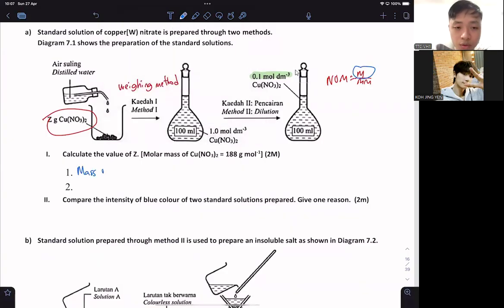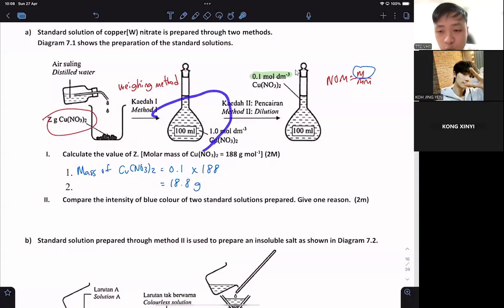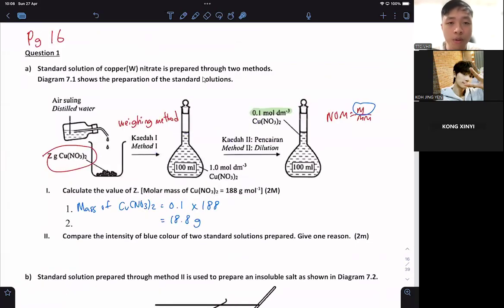Mass of this copper nitrate equals number of mole times molar mass. So just use 0.1 times 188. Then you get 18.8 gram. Like this. Then they ask you why these two solutions. Page 16, I'll do some questions to warm up first, then we enter the short part.